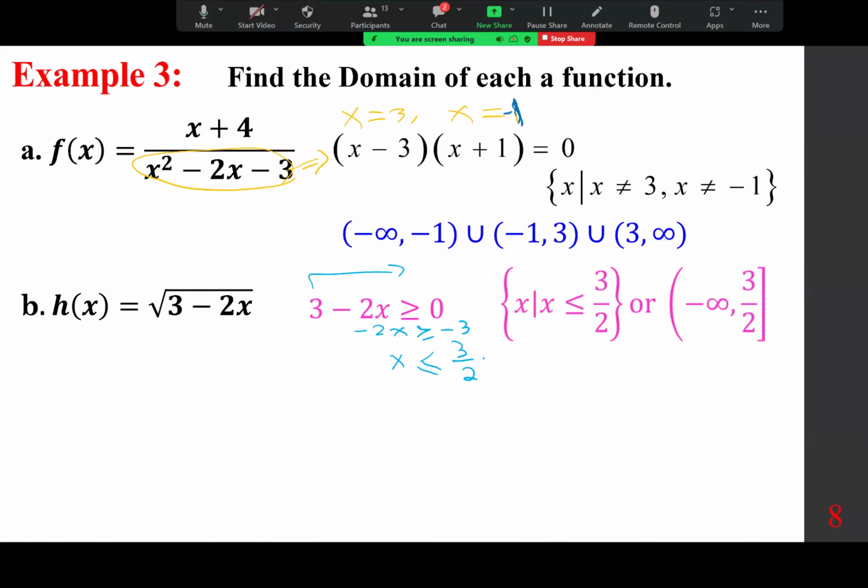So this is the inequality format, and this is the interval format from -infinity to 3/2. What about 3/2? Because we have the equality, it takes a bracket.